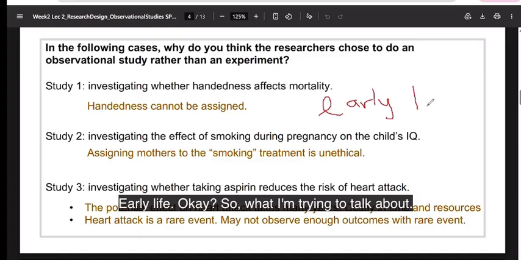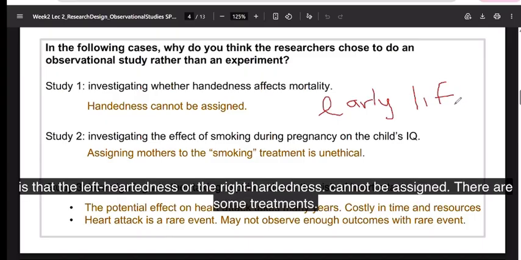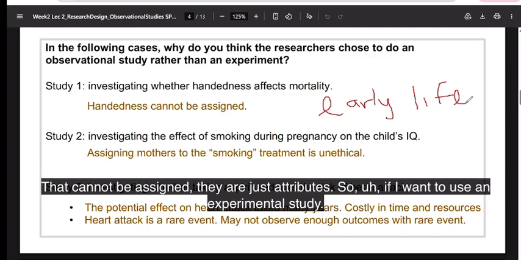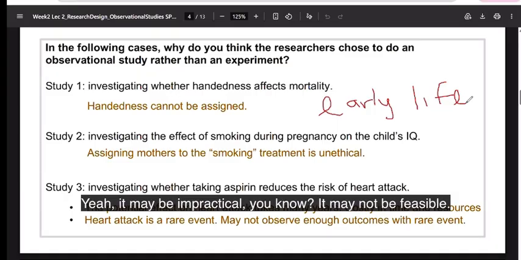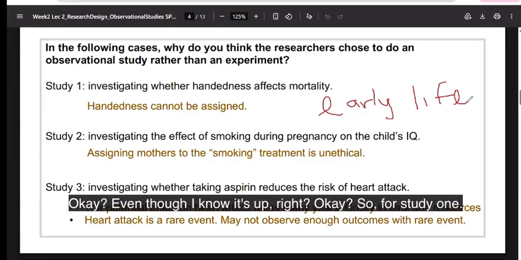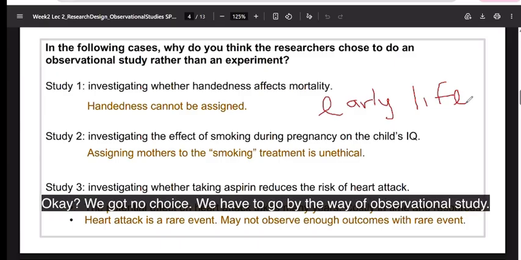Okay, so what I'm trying to talk about is that left-handedness or right-handedness cannot be assigned. There are some treatments that cannot be assigned. They are just attributes. So if I want to use an experimental study here, it may be impractical, it may not be feasible, even though I know it's appropriate. So for study one, we've got no choice. We have to go by way of observational study.